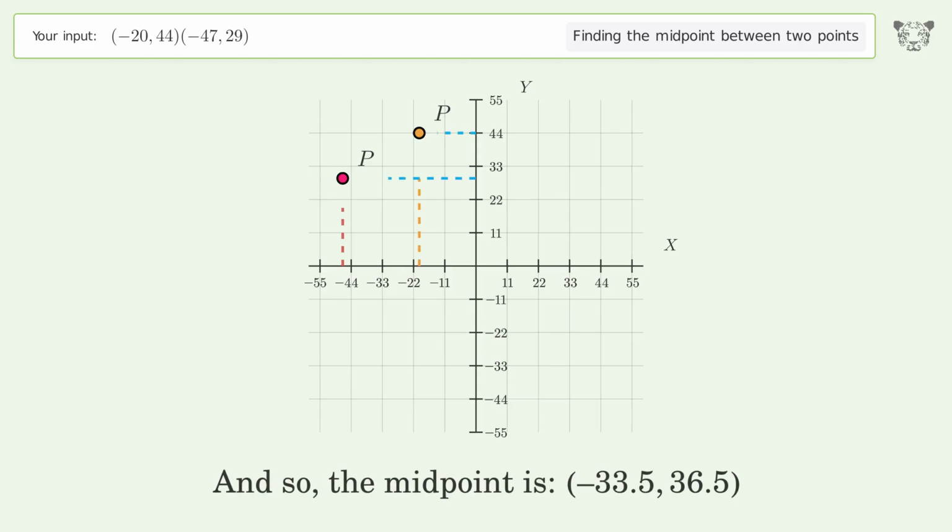And so, the midpoint is negative 33.5, 36.5.